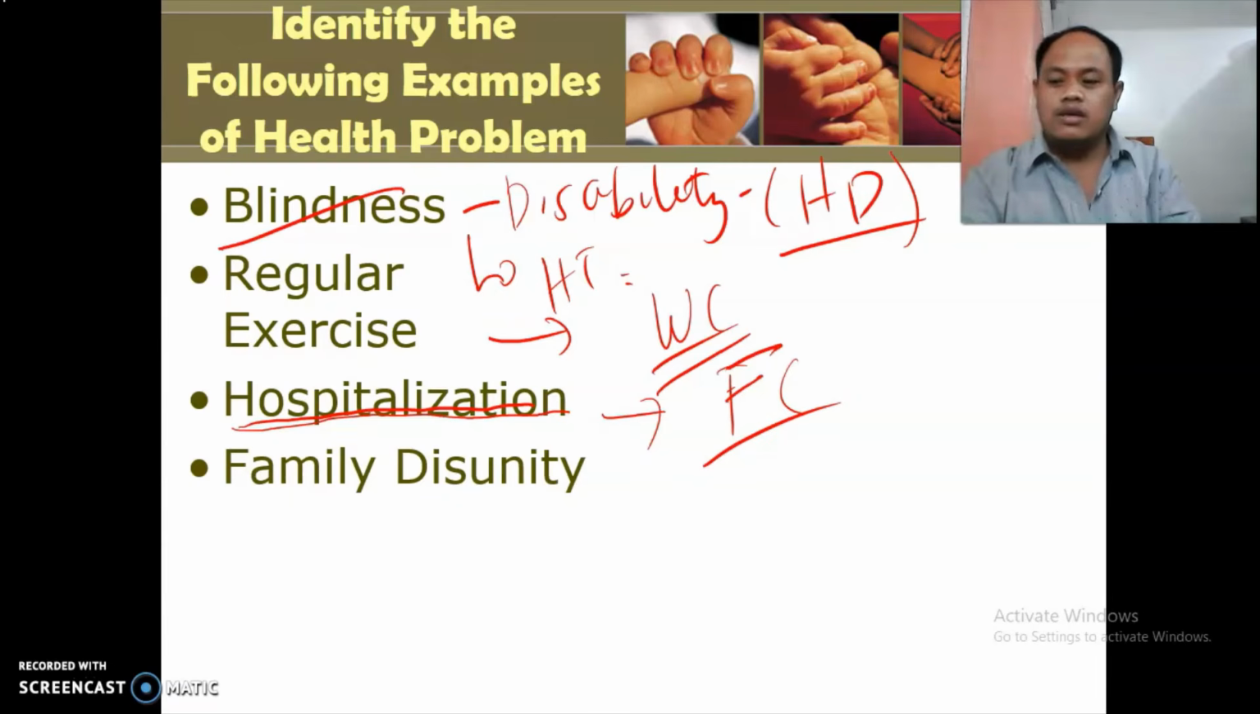family disunity. Hindi daw magkakasundo ang mga miyembro ng pamilya. Okay? May nagkakagulo sila. Okay? So, is this an example of a wellness? Okay? A health deficit? A foreseeable crisis, or a health threat? Okay, so you can also comment your answers.